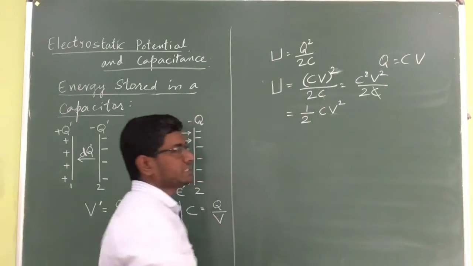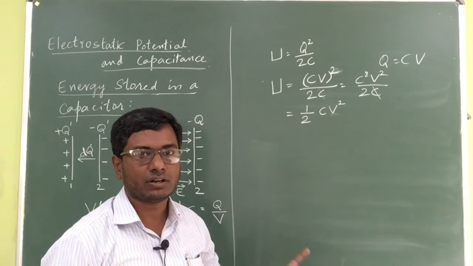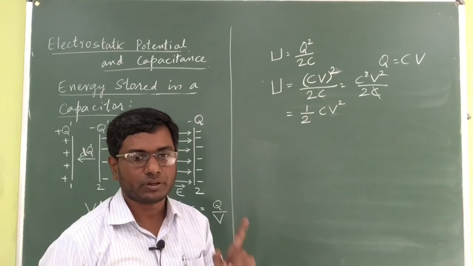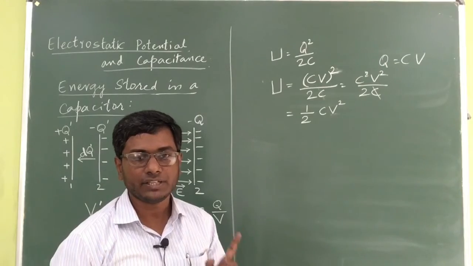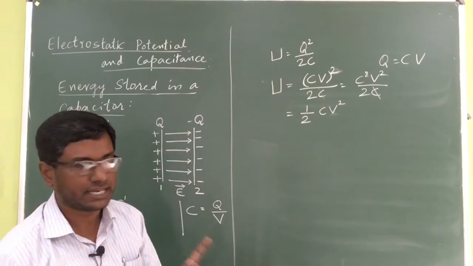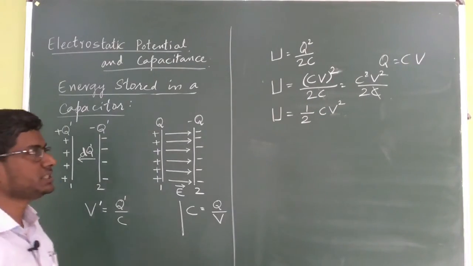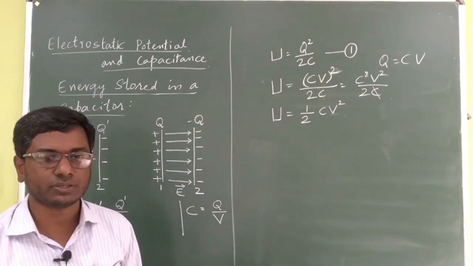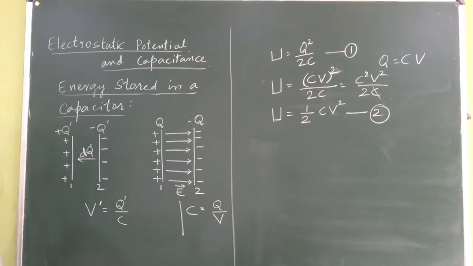And be careful, this is a capital V which represents the potential. We are not talking of velocity here. We are talking of potential. Potential is represented by capital V, whereas small letter v represents velocity. Be careful with that. So this is a capital V, so it is half CV square. So this is one equation of energy stored in capacitor. This is the second equation in the energy stored in a capacitor.